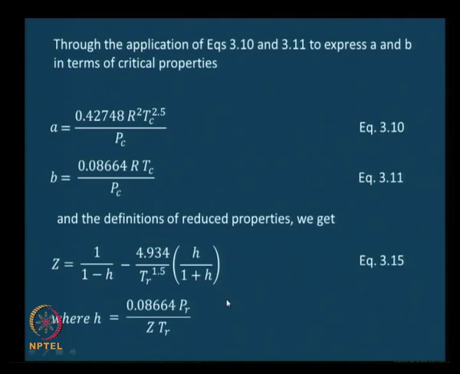and H we said was B by V, and that can be written in terms of the combination of 0.08664 PR by ZTR. We will call this equation 316.